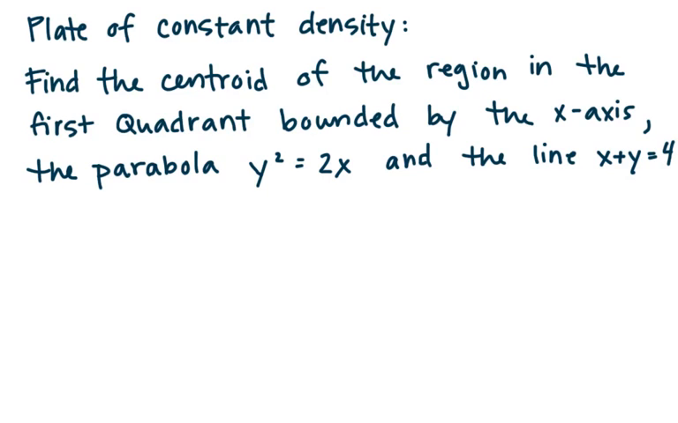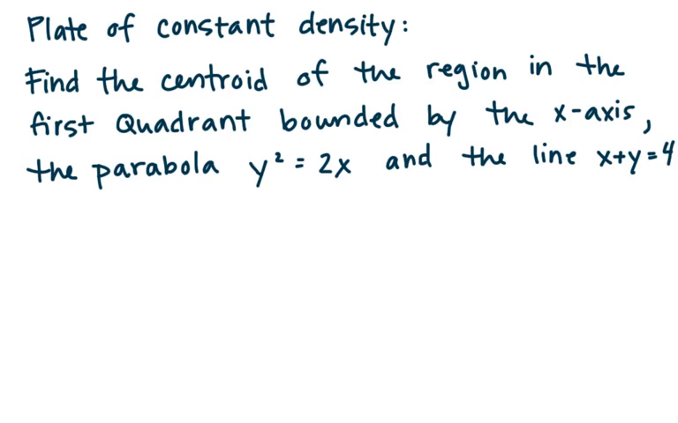Welcome. Now we're going to be looking at a plate of constant density. So we are finding a centroid of a region in the xy plane. And this region is formed by the x-axis bounding in the first quadrant, the parabola y squared equals 2x, that's a horizontal parabola, and then the line x plus y equals 4, or y equals negative x plus 4.